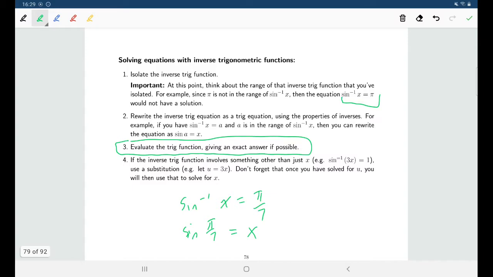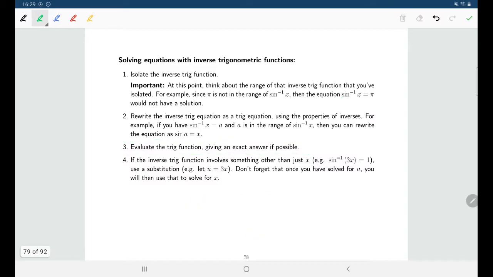Now, the other thing is that you might have something more complicated than just sine inverse of x. You could have something like, for example, sine inverse of 3x. But you can simplify your life by doing a little substitution. First, replacing 3x with u, solving for u, and then once you've found what u is, go back and use that to solve for x.